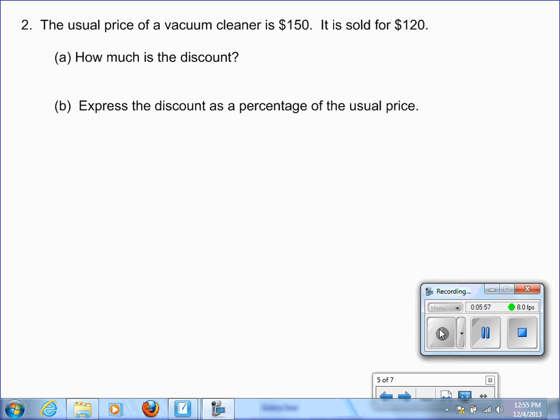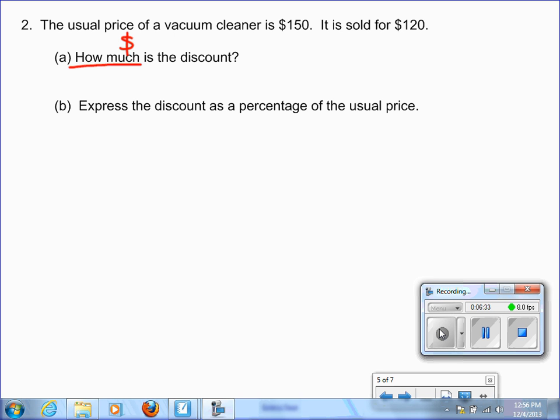Cormac. The usual price of a vacuum cleaner is $150. It is sold for $120. How much is the discount? Express the discount as a percentage of the usual price. All right, very good. So let's start with how much is the discount. When it says how much, does it mean money or percent? Jana, it means money. Don't ever assume it wants percent unless it asks you for percent. Okay? So how much money is the discount?